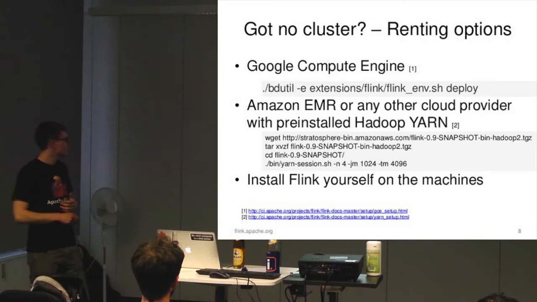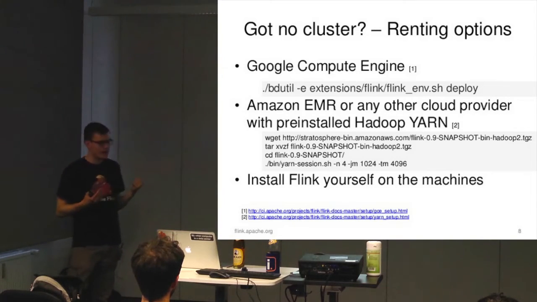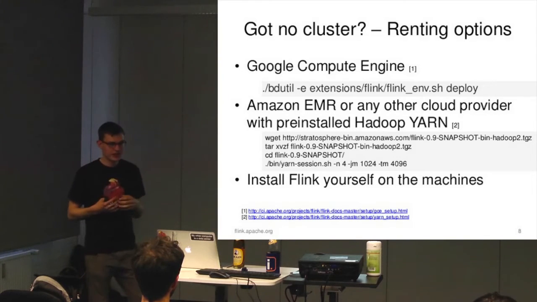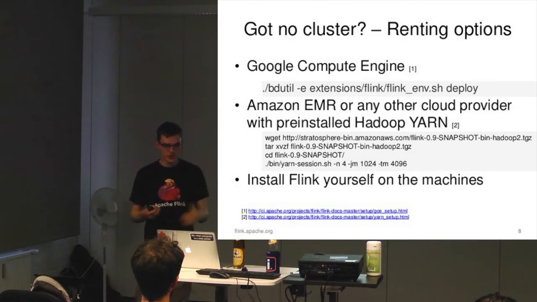The second option are cloud providers that give you a cluster that contains Hadoop YARN. Flink can run on top of YARN, and most cloud providers that offer big data solutions also have a pre-installed YARN setup.